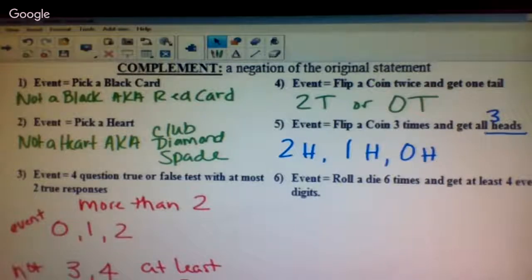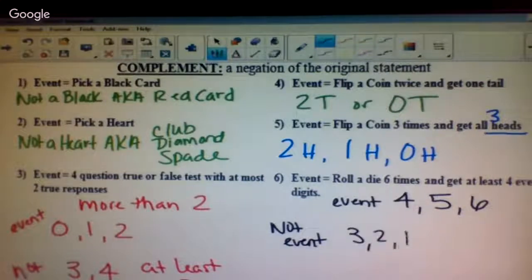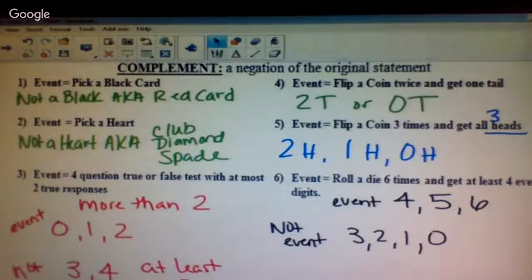Okay. Number 6. Roll a die 6 times and get at least 4 even digits. What does the word at least 4 mean? 4 is the lowest. So this means my event is 4, 5, and 6. So what is not the event? 3, 2, 1, 0. Perfect. At least 4 means 4 or more. So your event is 4, 5, and 6.